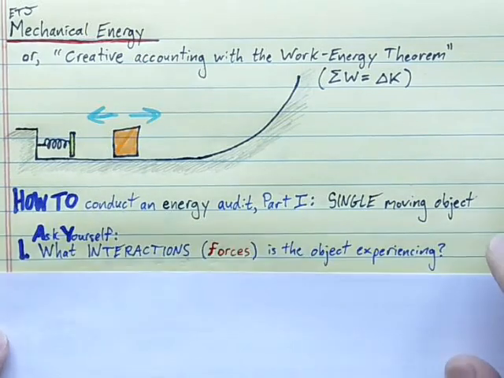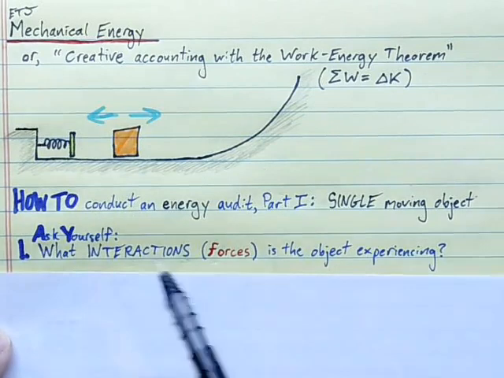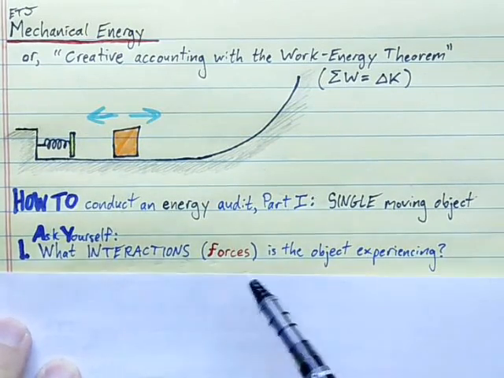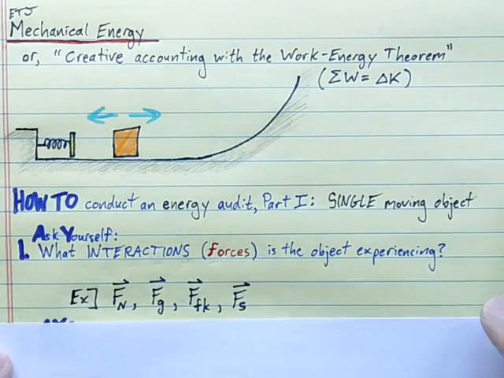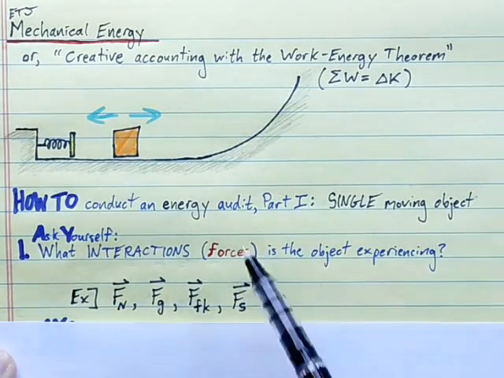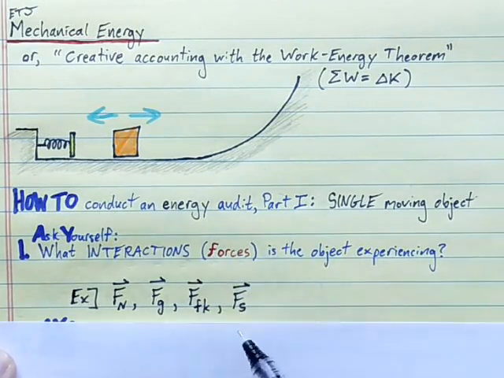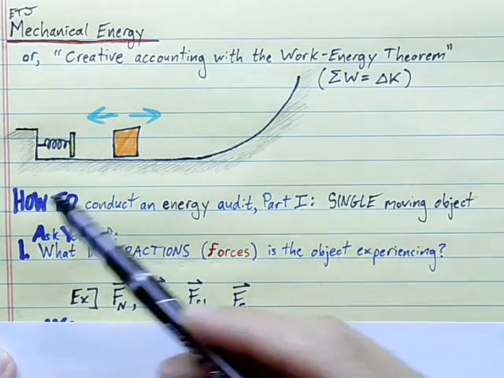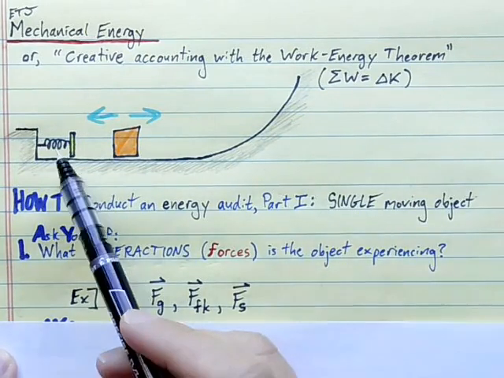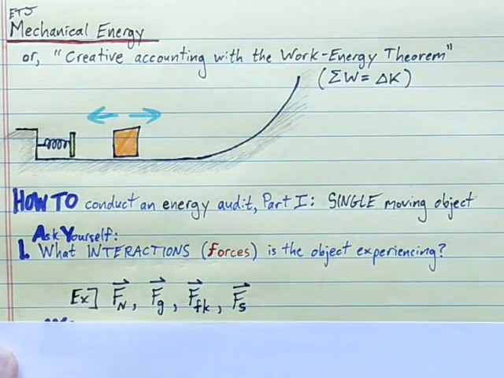So, question one to ask yourself: what interactions, meaning forces, is the object experiencing? You would look at this scenario and say that there will be a normal force, a force of gravity on the block, a force of kinetic friction as it slides around, up the ramp, down the ramp, and a spring force whenever it's in contact with the spring over here.